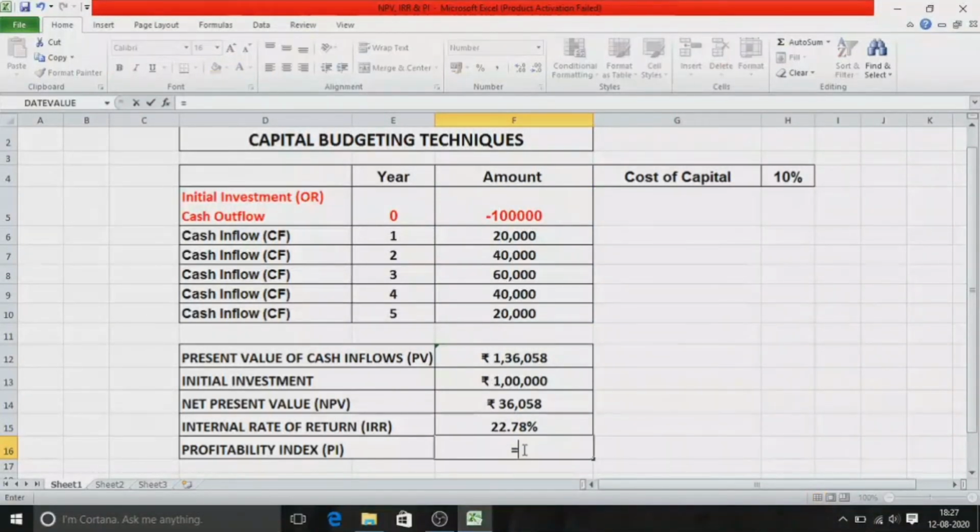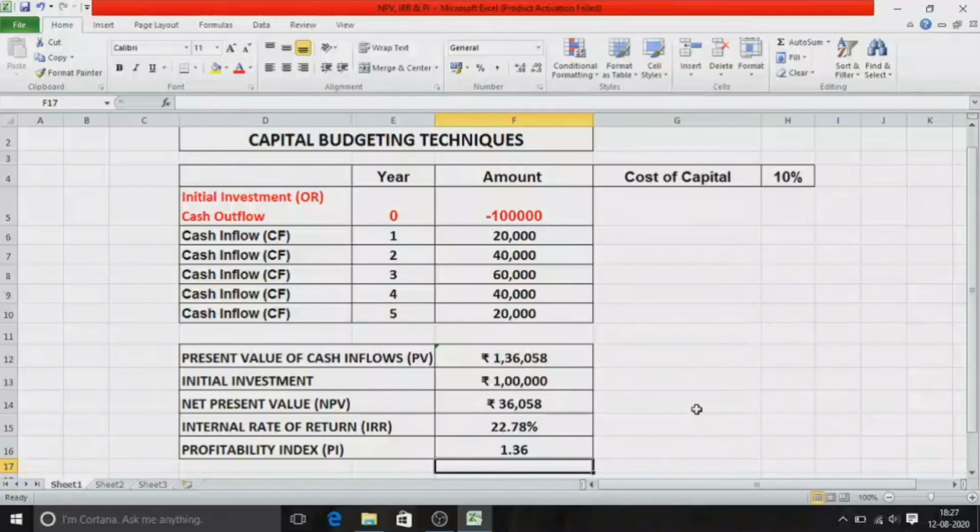Now the profitability index. The formula is present value of cash inflow divided by the initial investment, and it comes to 1.36. So this is how we calculate the NPV, IRR and PI in Excel.